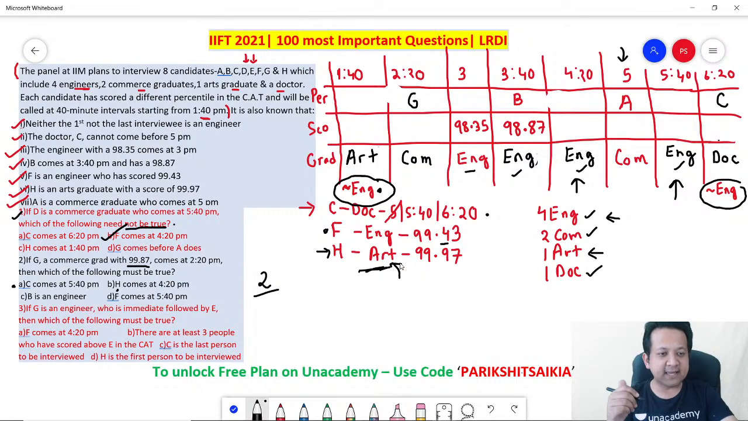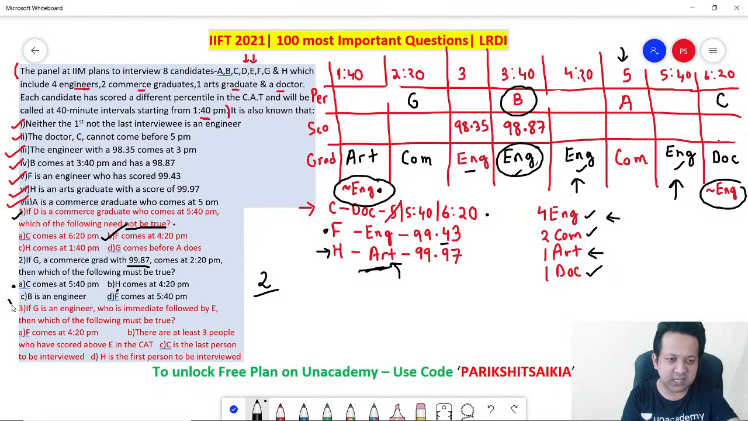Option C, B is an engineer. B is an engineer. Perfect. Can you see this? Can you see B? This is B and B is an engineer. That is absolutely correct. Option C is your answer.